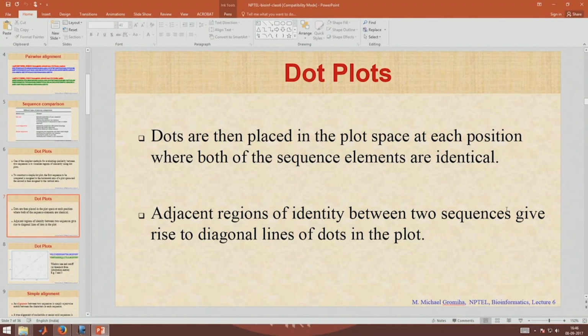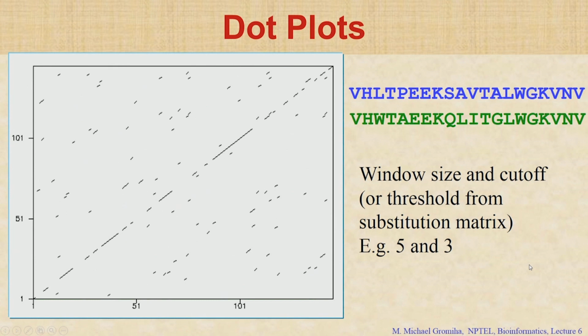So, this is how to construct the dot plots. First, dots are placed in each position where the sequence elements are identical, and then it will give you the identity between the two sequences, right, and the diagonals of this dot plot. Here we exactly looked at the same one. Then we can also use a different window size, and you can use some threshold.